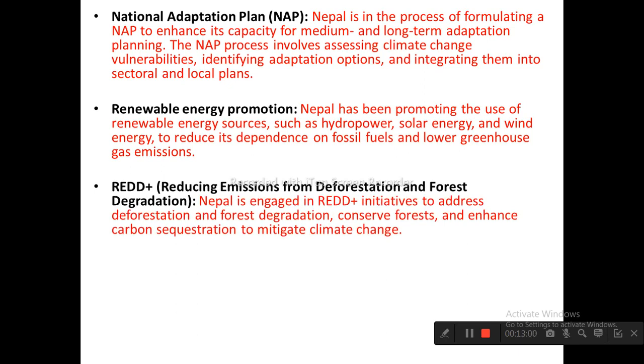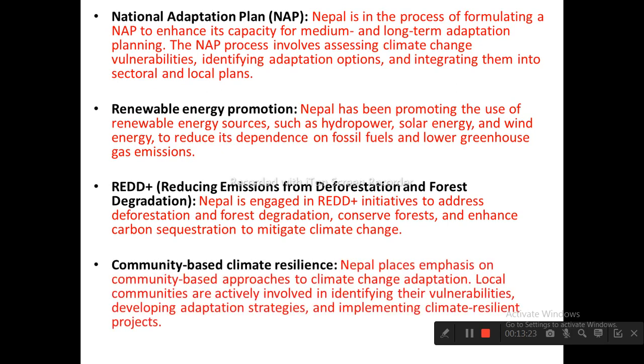Next one is REDD+, reducing emissions from deforestation and forest degradation. Nepal is engaged in a REDD Plus initiative to address deforestation and forest degradation, conserve forests, and enhance carbon sequestration to mitigate climate change.